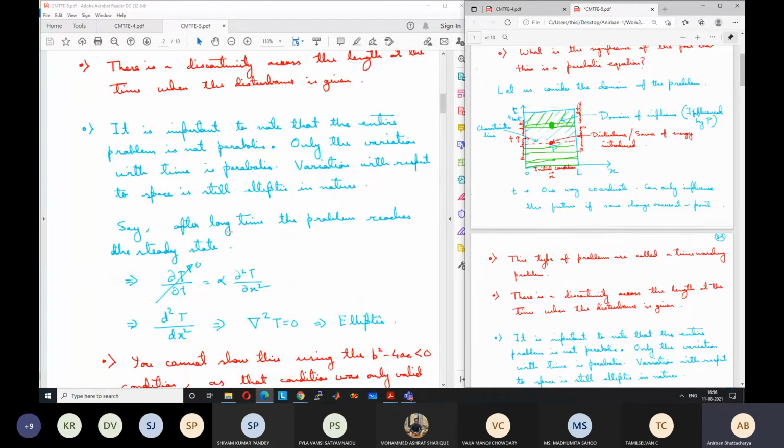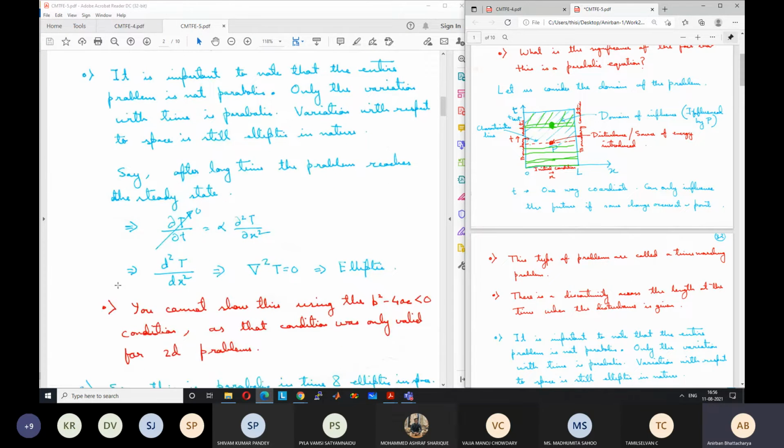Okay. So if, say, after a long time the problem reaches a steady state, it means that there is no change with time. So if there is no change with time, the del T term will go to 0, and we will be left with del square T by del x square. Okay. So this will become an elliptic problem, although from here directly you cannot use that B square minus 4AC to show that it is elliptic because there are no other terms here, but still it is an elliptic problem.